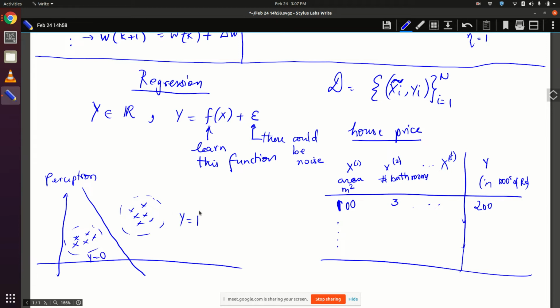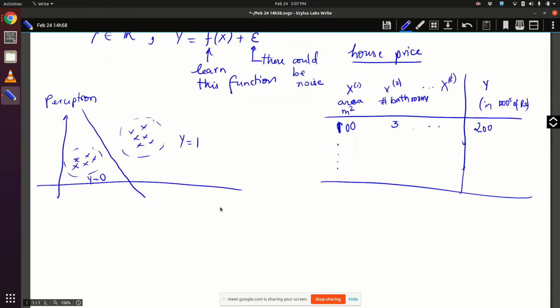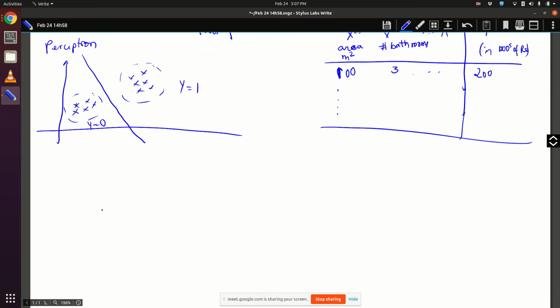And when are we happy with a perceptron learning algorithm? When all points are correctly classified. Yes. So now I will draw a very similar figure.